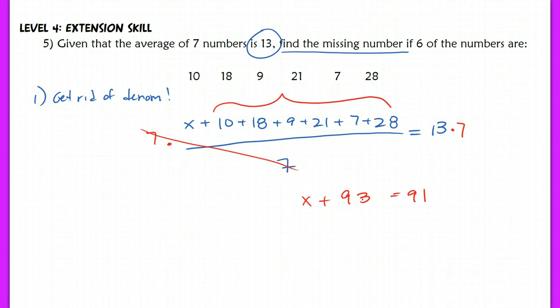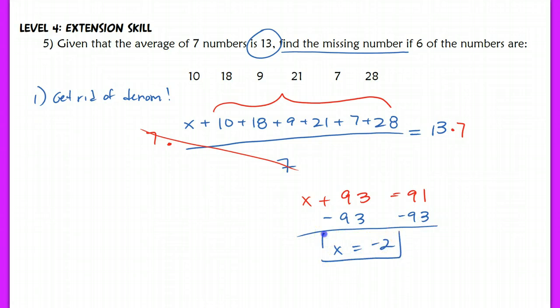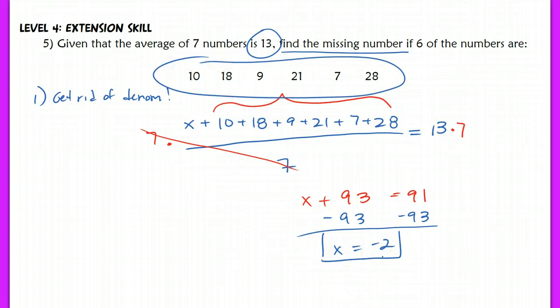And then I'm going to go ahead and try to isolate x. Remember, we're taking the opposite of this addition sign, so we're going to subtract 93 on both sides. And we end up with a negative 2. It's okay to have a negative number here. Even if all of these numbers here are positive, we could still have a negative number because our average is only supposed to be 13. And a lot of these numbers are much higher than 13. That's why we need to account for that, and one of them in this case has to be negative to lower that average a little bit back to 13.